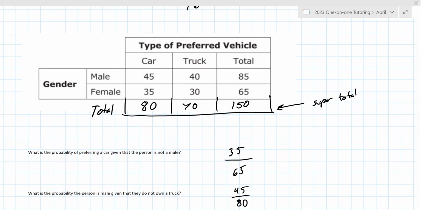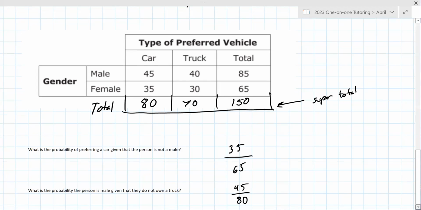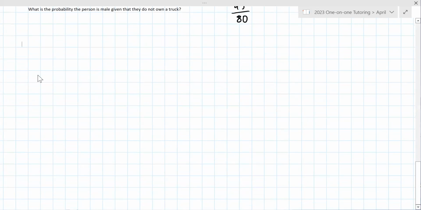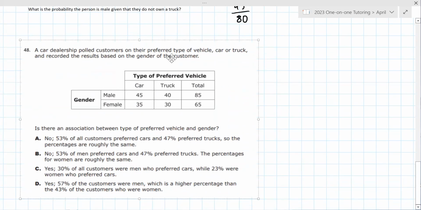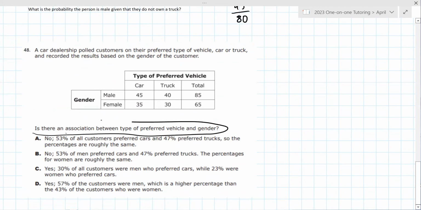So now let's go back to... So this question here, number 48, comes from a statistics class. This is something you've probably not even seen before. It says a car dealership polled customers on the preferred type of vehicle, car or truck, and recorded results here. Is there an association between type of preferred vehicle and gender? It's kind of a vague question for you.